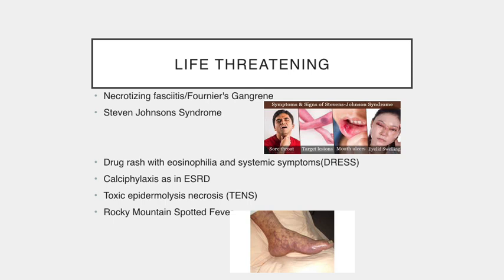So I put that here, the DRESS, and the calciphylaxis in end-stage renal disease, again, very rare, but something that should be on your radar. And some of the other necrotizing rashes. Rocky Mountain spotted fever is not so much of a concern here, but in the United States it is, and as you'll see from some of the photos, it could be difficult to diagnose. So you never want to miss that.